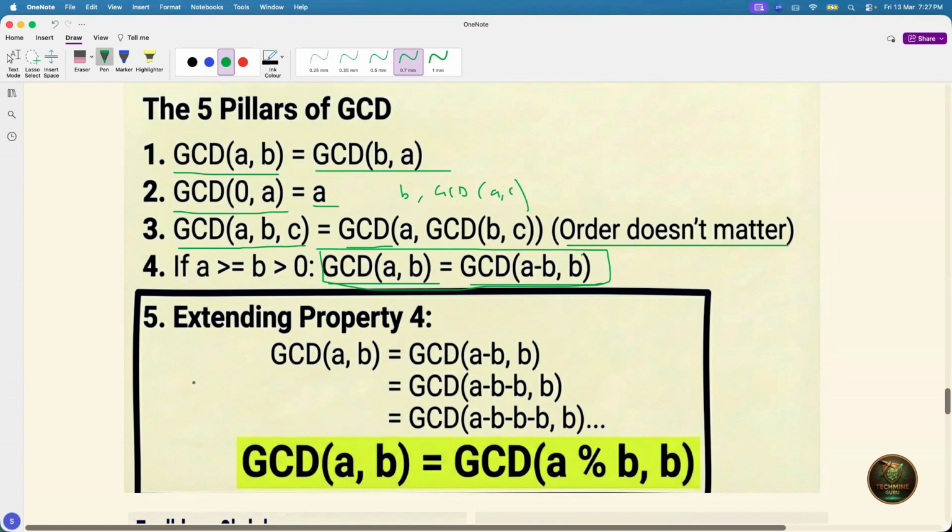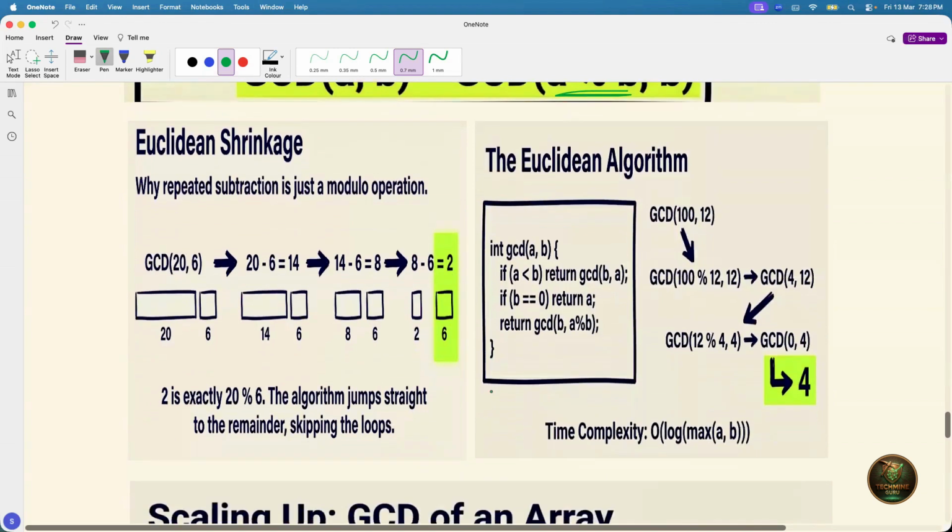And using this property, we can get one more property. Suppose GCD of A comma B; we already know it equals GCD of A minus B comma B. If you again subtract, you will get A minus B minus B comma B. We already learned from our modulo class that subtracting any number of times can result in a modulo. So GCD of A comma B will be equal to GCD of A modulus B comma B, considering that A should be greater than B. In this way, it is like a shortcut: every time you don't have to count factors, you just do the subtraction and you will get the GCD.